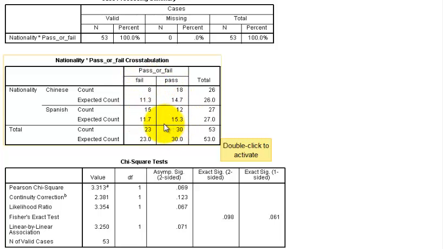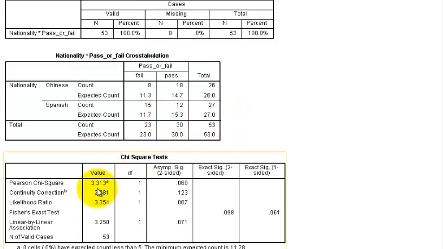So now we're going to go down and look at the chi-squared test statistic in this bottom square where it says Pearson Chi-Square. The value of the chi-square is 3.3, and the significance is 0.069. Unfortunately, that shows us that there was not a significant difference between the pass and fail rates of your Chinese students and your Spanish students. If this significance value was less than 0.05, then yes, you would have had a significant difference. But the data is not saying that. So you do not have a significant difference here.